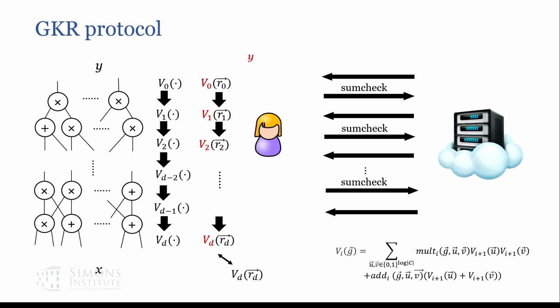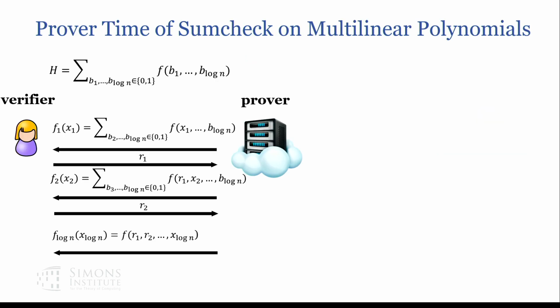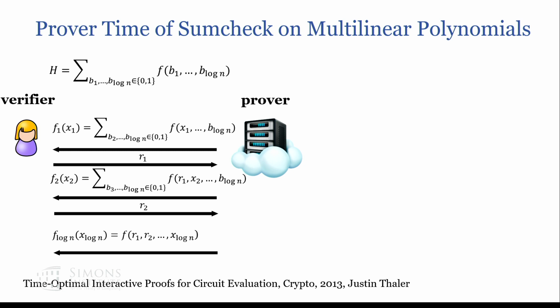So to answer this question, we have to see what the prover complexity of the Sumcheck protocol is, because GKR is basically running one Sumcheck per layer of the circuit. Fortunately, we have a great paper by Justin Thaler in Crypto 13 showing a very nice technique called dynamic programming to generate a proof for the Sumcheck protocol if f is a multilinear polynomial. Actually, it should be a multilinear extension, but I'm not going to differentiate them here.